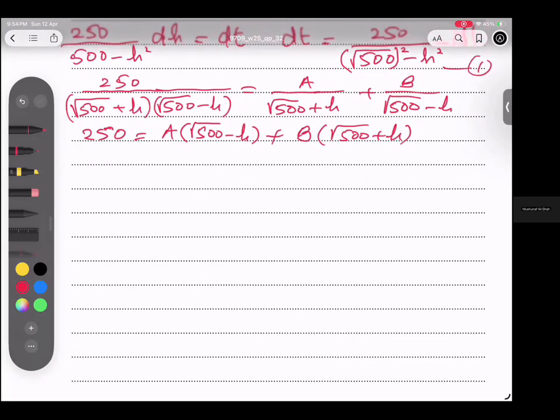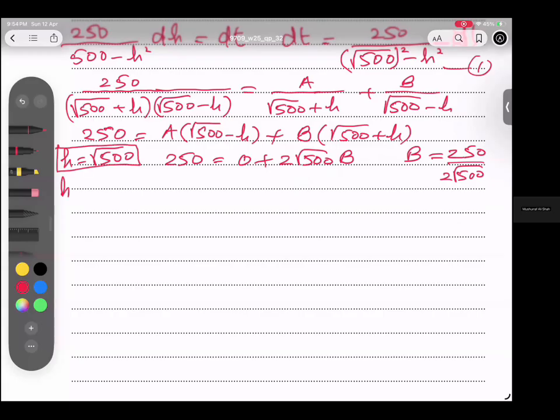One time I'm putting h is equal to root 500. When I plug in root 500, this becomes 0, and root 500 plus root 500 becomes 2 root 500, times b. So 2 root 500 goes down, so b becomes 250 over 2 root 500. Let me check, can I simplify further? If we leave it here, we will simplify later on, no problem at all.